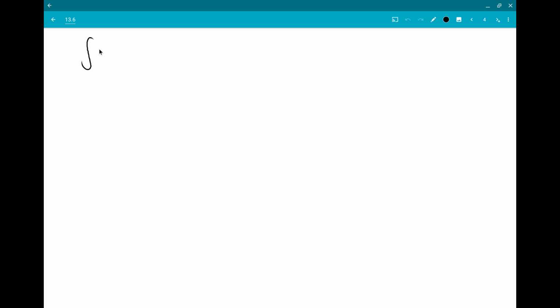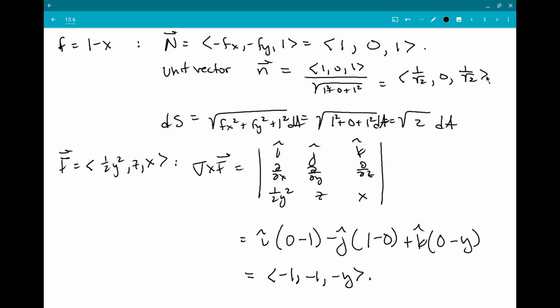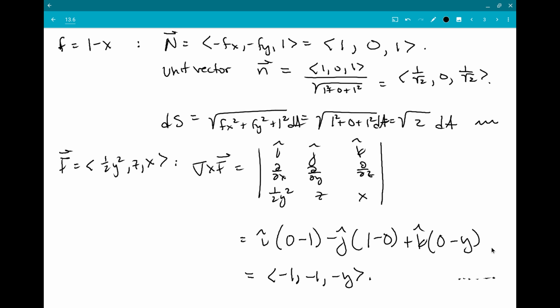Okay, so I calculated the first block of things that I knew about. So my integral over C of all that stuff, I'm not actually going to fill it in, would be equal to the integral over S of del cross F dot N dS. So I haven't figured out what to put on my bounds yet, but I just decided that my del cross F was minus 1, minus 1, minus y. And my n is 1 over root 2, 0, 1 over root 2, right there. And then my dS is root 2 dA. I'm just signaling where all these different parts came from, where we calculated them on this page.